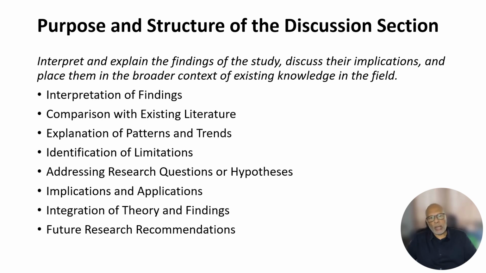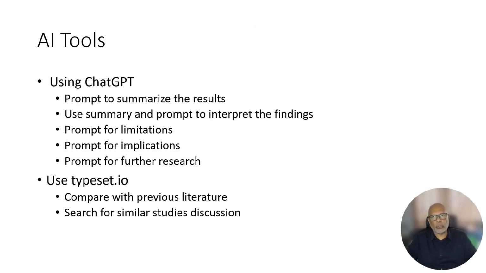The implication and the application of the findings of your study are crucial because this is what is going to make a difference. And if there's any integration to existing theory or findings, it is worth including that in this section. An important component of the discussion section would be the indication for future research based on your findings. So these are the various components.